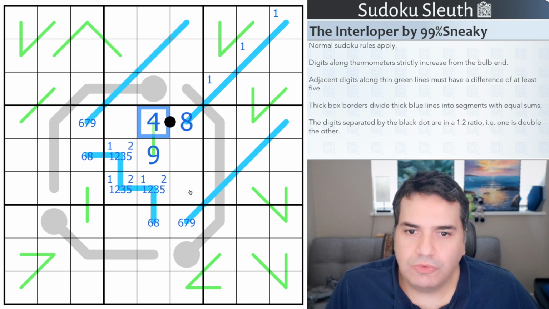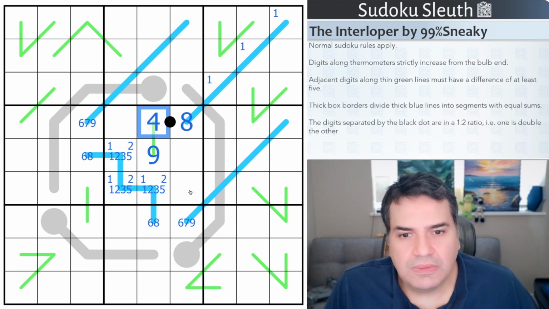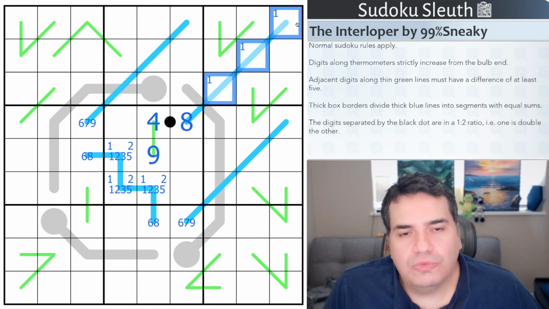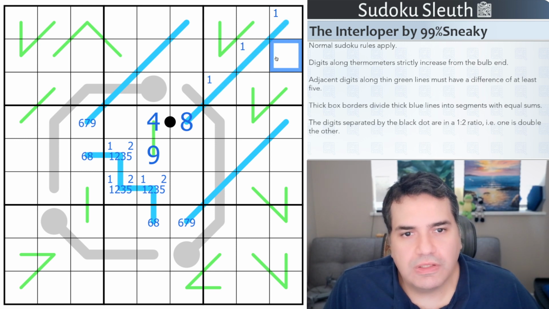And I'll be honest, I'm not entirely sure where to go next other than pencil marking the thermometers. So, I mean, we know that this is 1, 2, 5 or 1, 3, 4. If it's not 1, 2, 5, I can hide the 5 in here since clearly it's not on the German whisper lines.